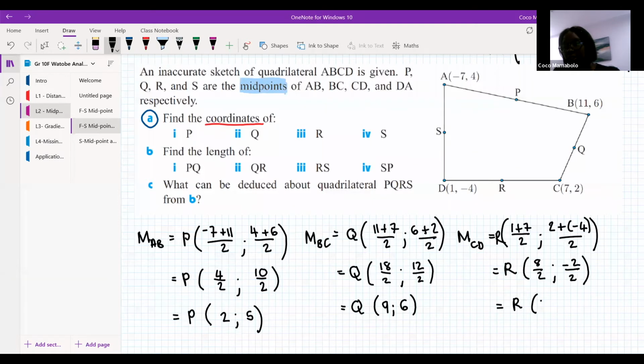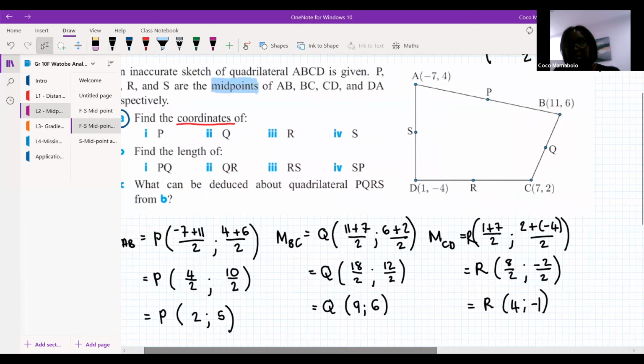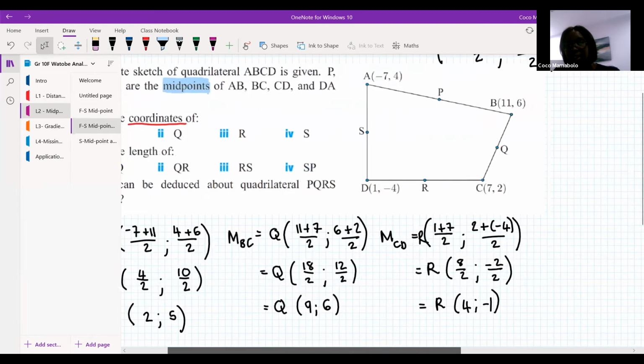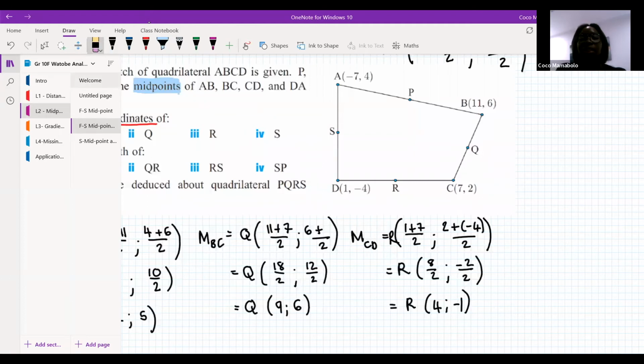R will give us 4 and -1. Yes, and then I'm just going to pan over to the right a little bit so that I can get a little bit more space to answer for S. Teacher Coco, yes, I think for Q, our y coordinates, the 6 plus 2, I think that's 8. That's 8. Ooh, I'm so sorry. Yeah. Absolutely. Thank you, Teacher Courtney.